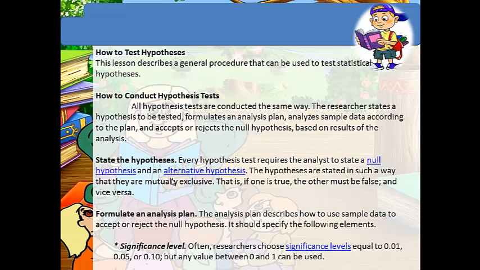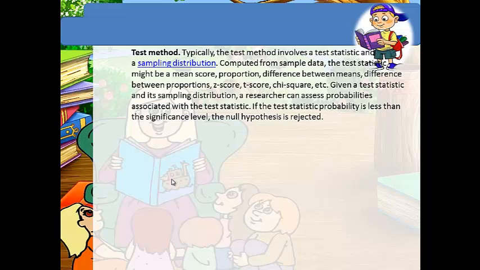The next one, aside from the significance level, is the test method. Typically, the test method involves a test statistic and a sampling distribution. Computed from sample data, the test statistic might be a mean score, a proportion, a difference between means, a difference between proportions, a z-score, a t-score, a chi-squared test, and many other statistical tests. Given a test statistic and its sampling distribution, a researcher can assess probabilities associated with the test statistic. If the test statistic probability is less than the significance level, the null hypothesis is rejected.